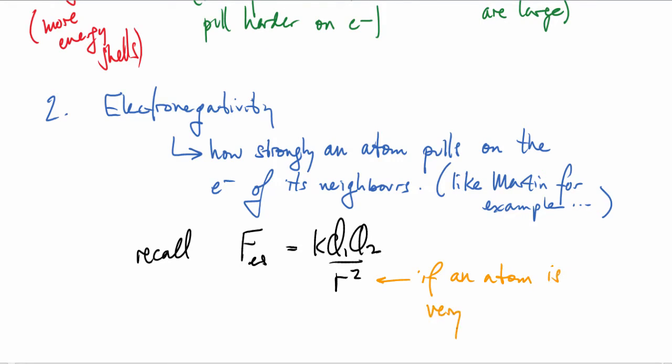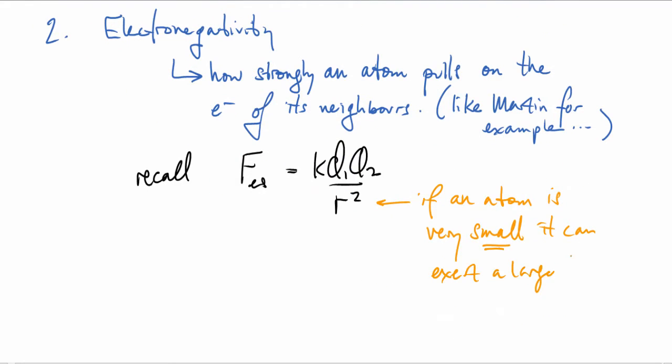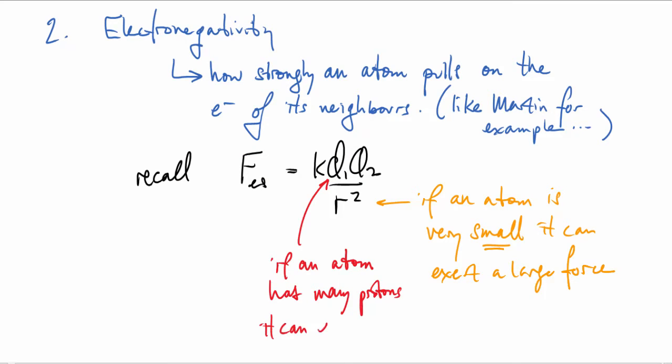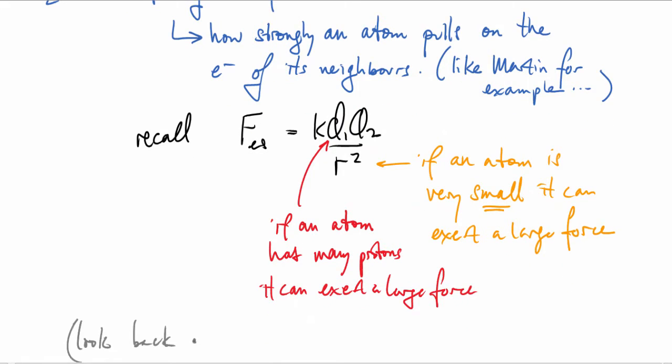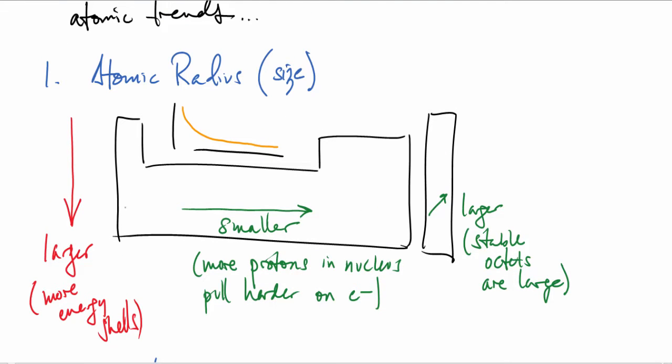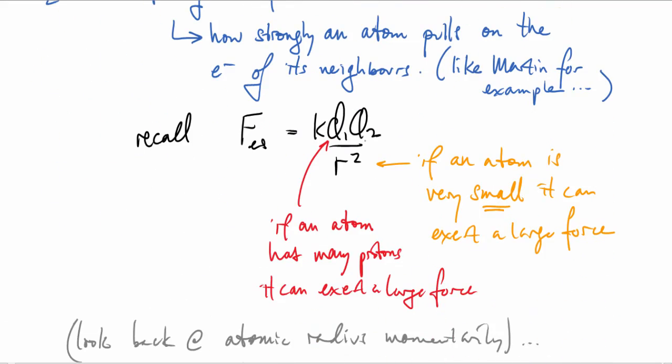So this r down in the bottom here, it's worth noticing that if an atom is very small, it can exert a very large force by getting its central charge very close. If an atom has a lot of protons, it can also exert a very large force, because Q1 would be large. So high electronegativity would probably come from a large nuclear charge and a very small radius. If you look at the atomic radius, the largest are in the bottom left, the smallest ones are in the upper right.